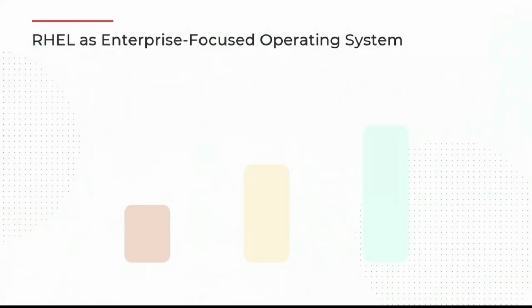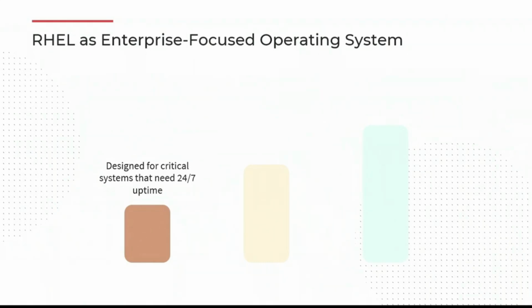So, what makes RHEL an enterprise-focused operating system? RHEL isn't just about installing Linux and using it. It's also about managing and maintaining it. It's about creating an environment where businesses can trust their systems to run smoothly 24/7. RHEL is designed for production environments, meaning real-world systems that must remain up, secure, and capable of handling serious workloads.